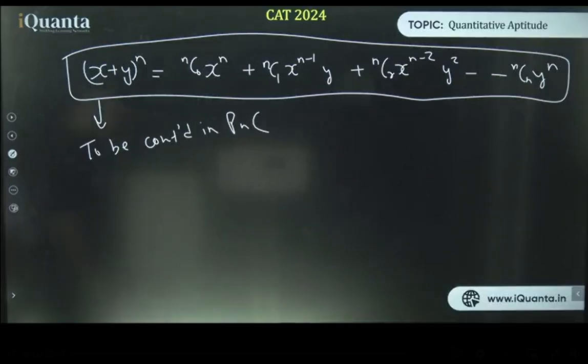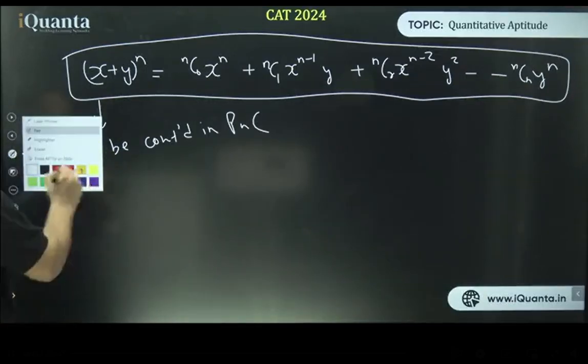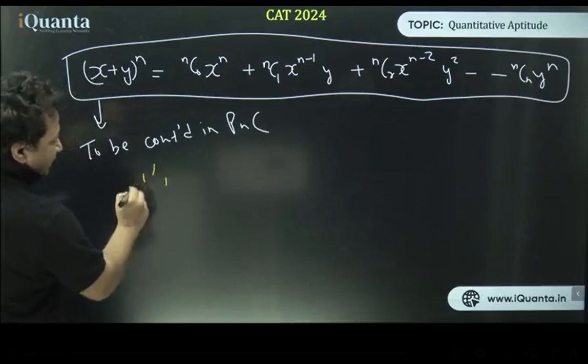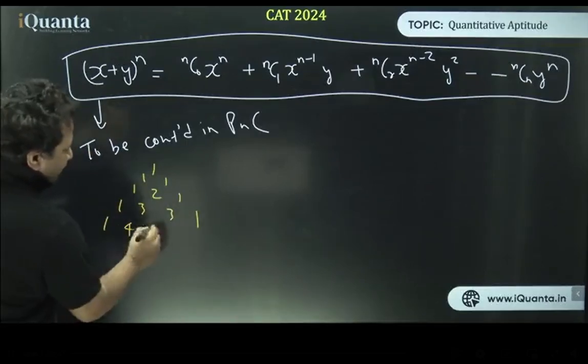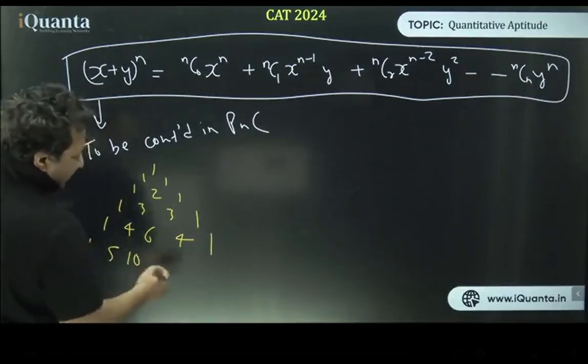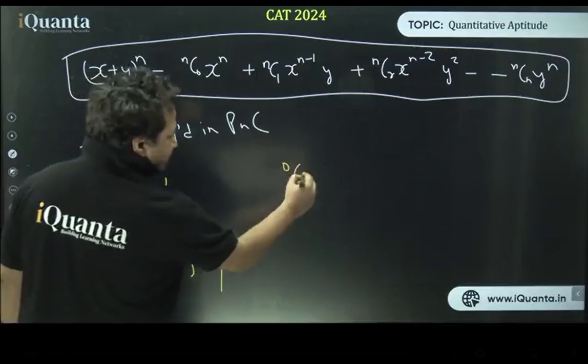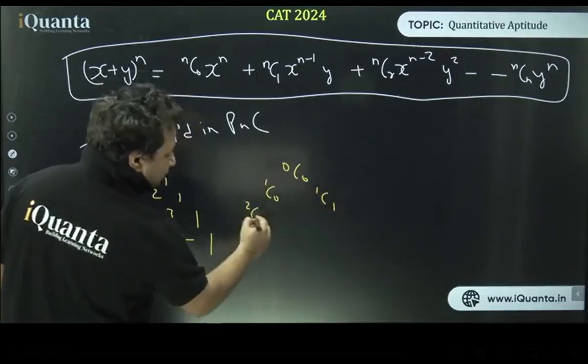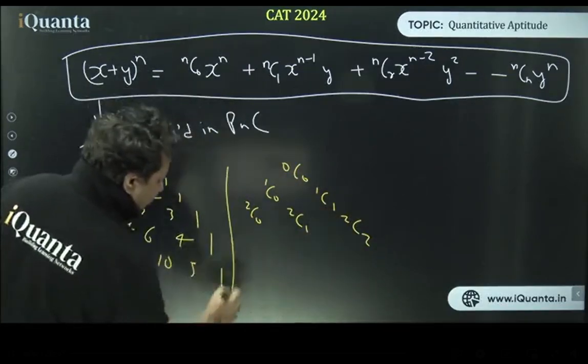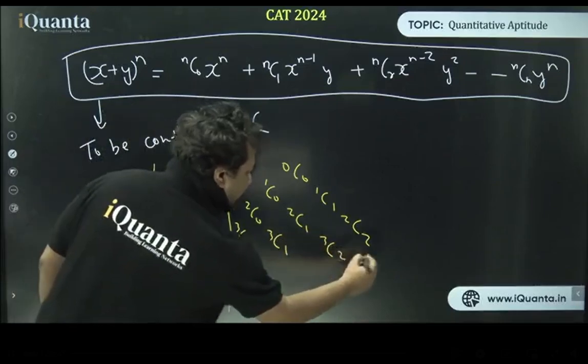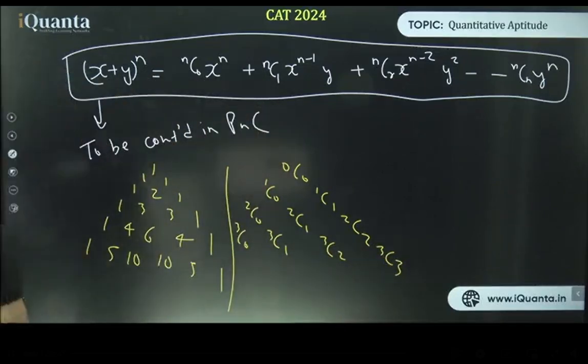All right. And those who understand what is C, what is combination. So Pascal's triangle, this 1 1 1 2 1. If I write this, you know what? If you understand what is combination, this is nothing but 0C0, 1C0, 1C1, 2C0, 2C1, 2C2, 3C0, 3C1, 3C2, 3C3. You can check it out.